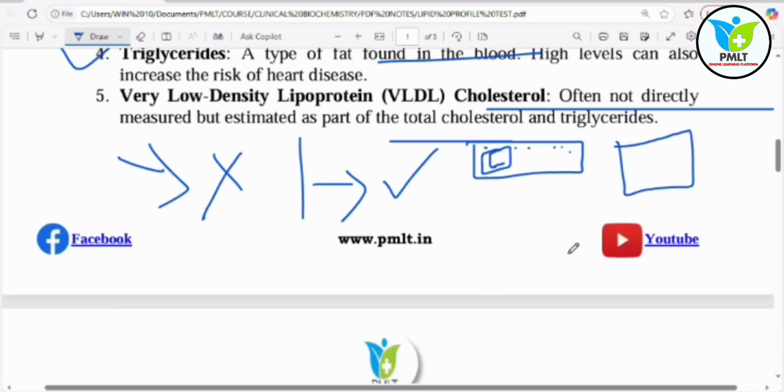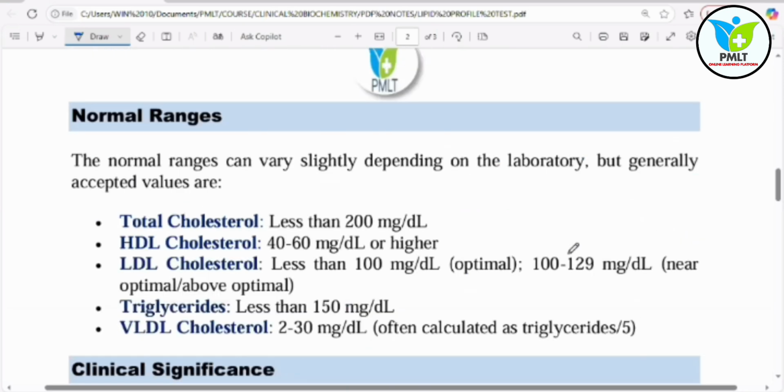Now I am discussing with you the normal ranges, which means the kinds of ranges found in the lipid profile test. I have already discussed the whole thing in the manual procedure. You have to just notice the normal ranges mentioned in this PDF. Total cholesterol is less than 200 milligram per dl.